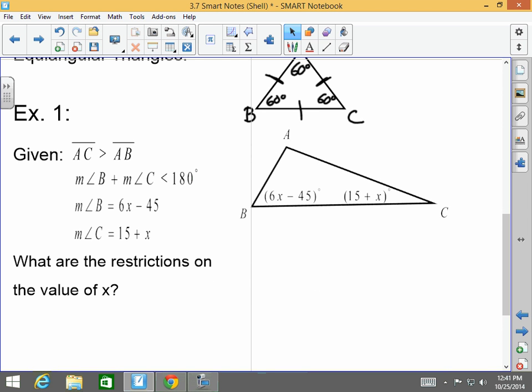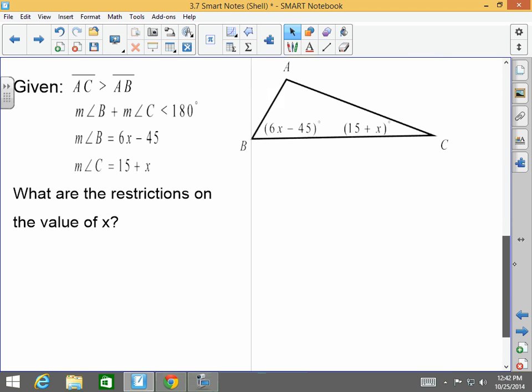Here I am given that side or segment AC is greater than segment AB. The measure of angle B plus the measure of angle C is less than 180 degrees. Angle B, or the measure of angle B, is 6x minus 45 degrees, and the measure of angle C is 15 plus x degrees. I want to find out what are the restrictions on the values of x. Well, this is a pretty fun problem.